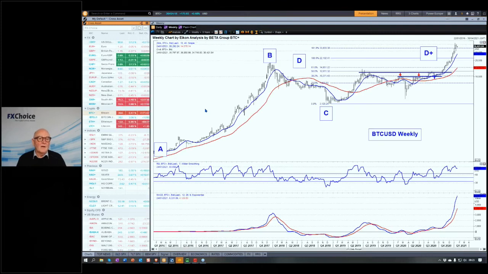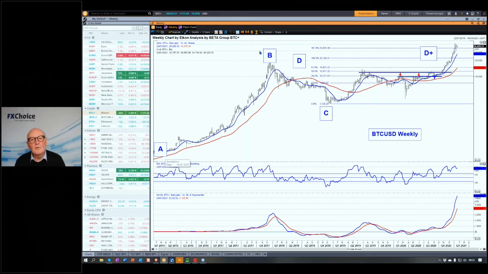Okay, so now Bitcoin. We're looking at the weekly chart of Bitcoin. I've got my labeling up here. A is the beginning of the move. B is the first impulse move. C is the pullback at the beginning of 2019. And so adding the length of AB to C gives us this Fibonacci projection here.